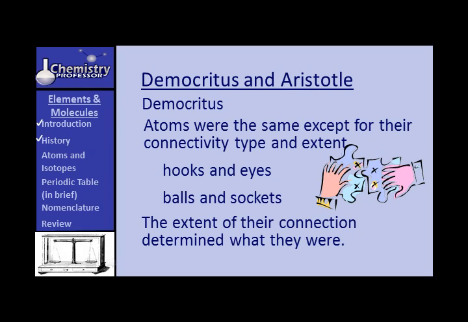Well, neither the theories of Democritus nor Aristotle was based on scientific evidence. However, the atomist model proposed by Democritus is a hypothesis that's probably more related to our current thinking than were the 4 elements of Aristotle.